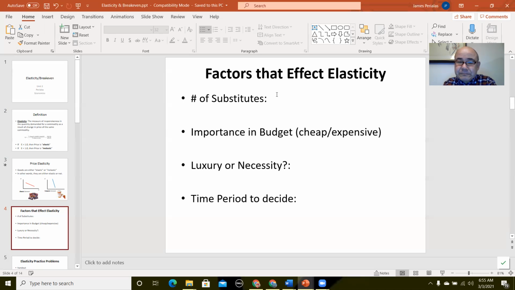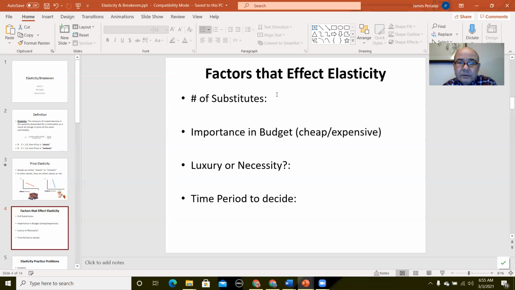And so cigarette manufacturers can get away with price increases, and they have, and the government has taxed cigarettes, not just cigarettes, but alcohol and some other things that are going to be inelastic goods as well.